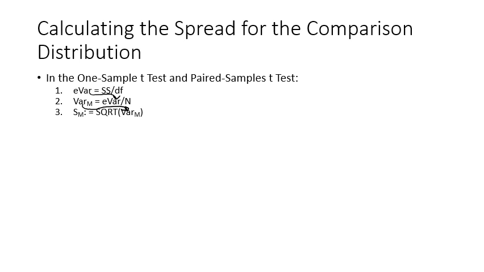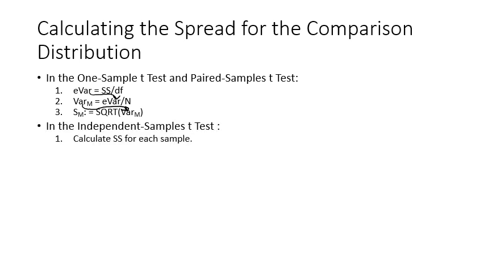Now we're going to have some differences. In the independent samples t-test, we're still going to calculate sum of squares, but we're going to do it for each sample. So we have two samples. We're also going to calculate proportions for each sample.